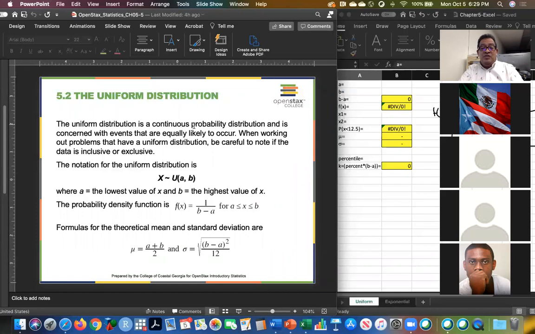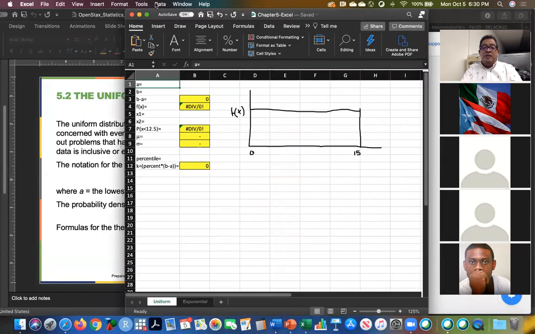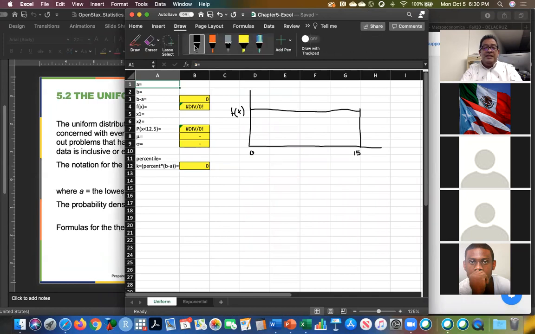The uniform distribution is a continuous probability distribution and is concerned with events that are equally likely to occur. So if you are playing golf, any of these points, the 800, the 600, can be achieved by the player, right? When working out problems that have a uniform distribution, be careful to note if the data is inclusive or exclusive. Now, the notation for the uniform distribution: this random variable follows a uniform distribution when we have two different parameters, A and B. So when we have these two parameters, we have a beginning and an end, right? And we might have two different points here that we are going to call x1 and, let's say, x2, right?